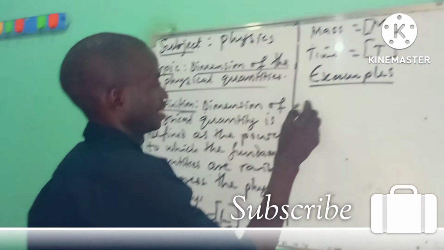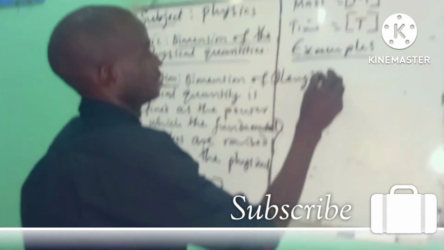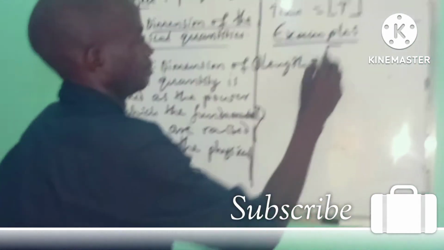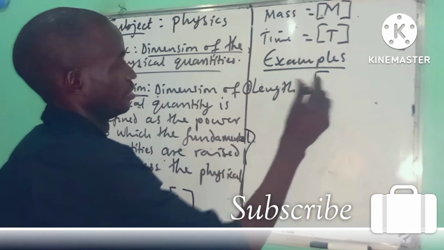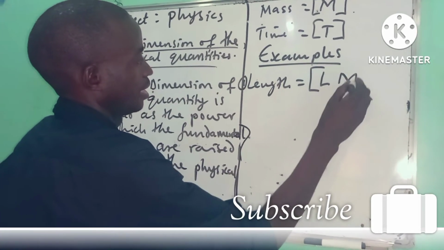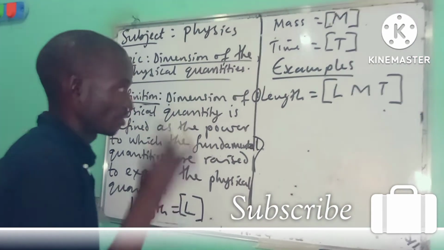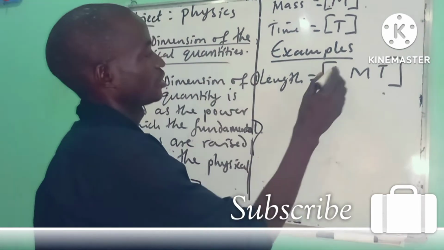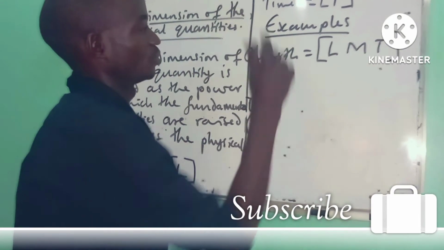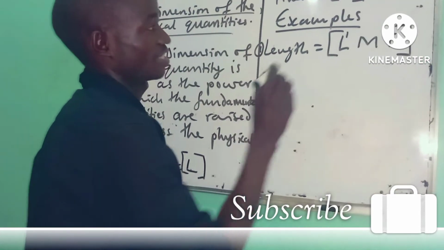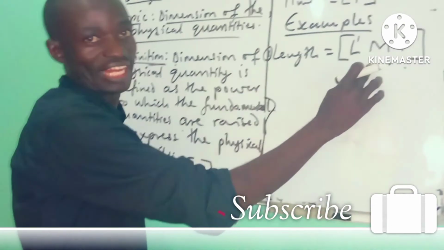So the dimension of length, let's begin with length as number one. I said every physical quantity is expressed in terms of L, M, T. So we have L, M, T enclosed in a bracket. In this regard, we are considering the dimension of length. So it means that dimension of length is present, while that of mass and time are absent. So you indicate power of 1 here because it's present, while here you indicate 0, 0 because they are absent. So this is the dimension of length.